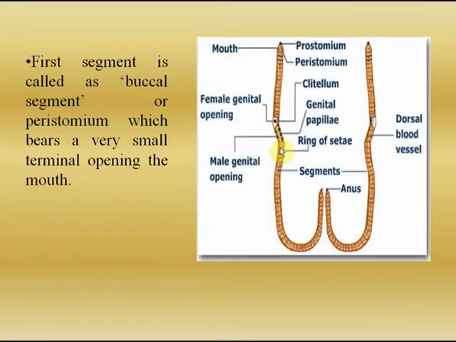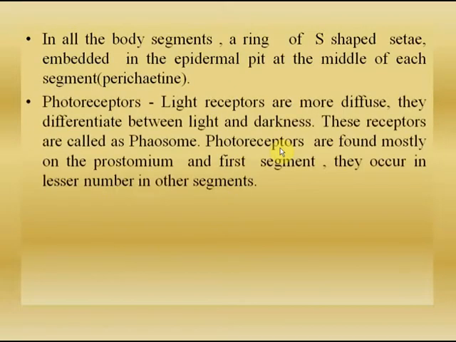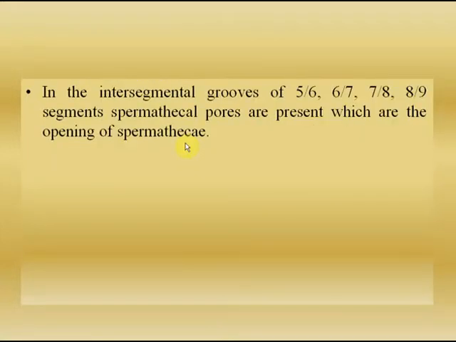It bears a crescent-shaped terminal mouth and a dorsal projection called prostomium. Peristomium bears longitudinal folds and presence of S-shaped seta, which helps in locomotion, presence of photoreceptors, which is a sensory organ, and these receptors are called phaeosome, and they are present mostly on the first segment. 4 pairs of spermathecal pores lie in the intersegmental grooves of 5 by 6, 6 by 7, 7 by 8 and 8 by 9. Each leads internally into a sperm storing sac called spermatheca.